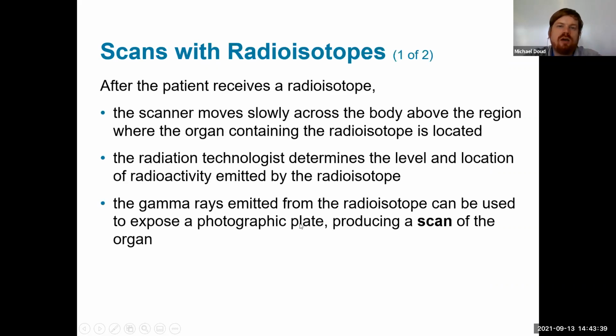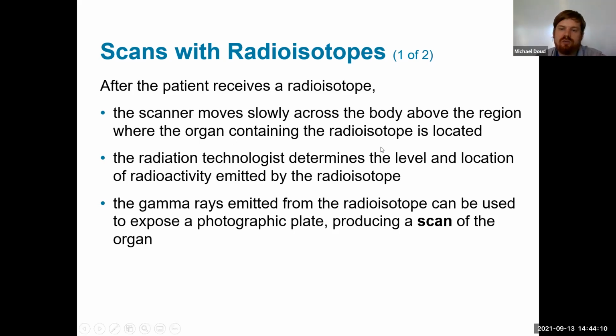Okay, so how does imaging work with radioisotopes? Well, what you do is you dose the patient with the radioisotope, and then you have a scanner, which is just a detector. You can think of it like a camera, basically, for whatever emitted radiation is used. The scanner is going to slowly move across the body in the region that contains the organ that the radioisotope is going to locate.